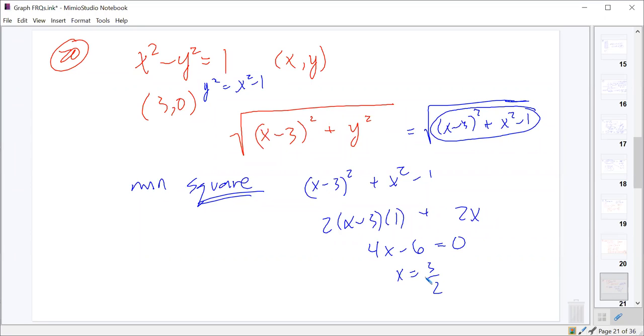And we can test that and make sure that it's a minimum. Plug something in between 0 and 3 halves, like 1, into our derivative, we get a negative, so decreasing. And plug something greater than 3 halves in, like 10, we get a positive. So it's definitely a minimum. So that minimum occurs when x equals 3 halves, which is choice B. Any questions there on number 20?